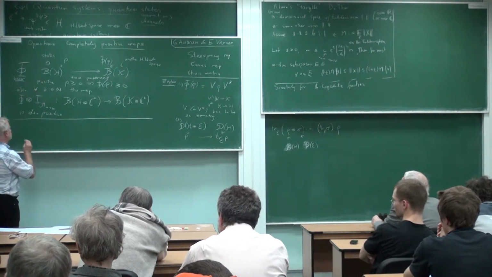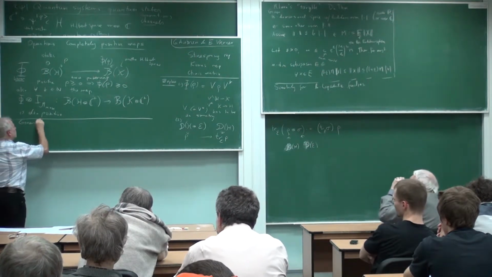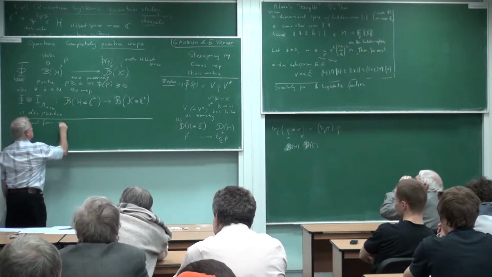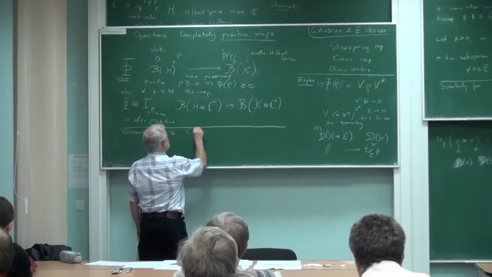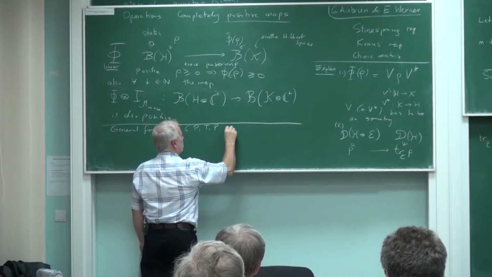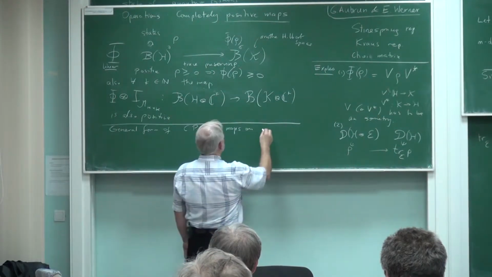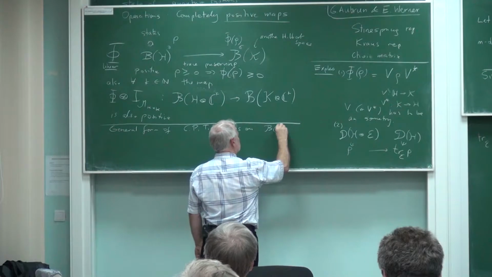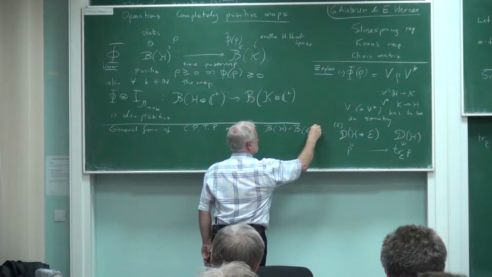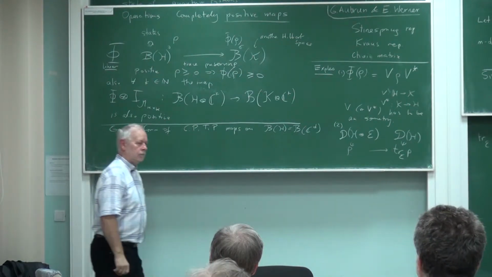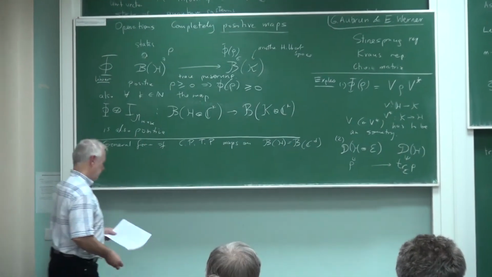Okay, so this is a general form, pretty much general form of maps, of completely positive trace preserving maps on B of H. Let's say H equals C^d to be on the safe side. So in this case, we assume that the image and range are the same, just to simplify things.